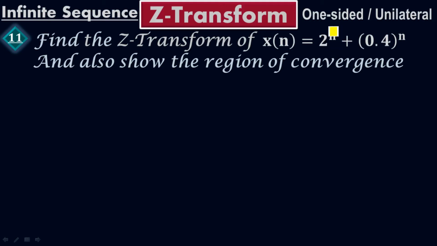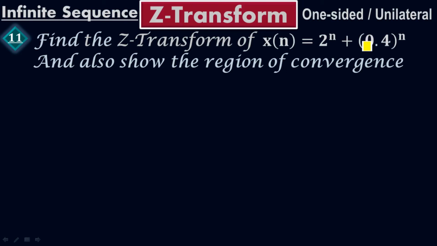2 to the n is a right-sided sequence. 0.4 to the n is also a right-sided sequence. So both the signals are right-sided signals. Therefore, it comes under a one-sided or unilateral infinite sequence. Similarly, when you have the addition or the subtraction of both left-sided sequences, you're going to go for the longer radius.